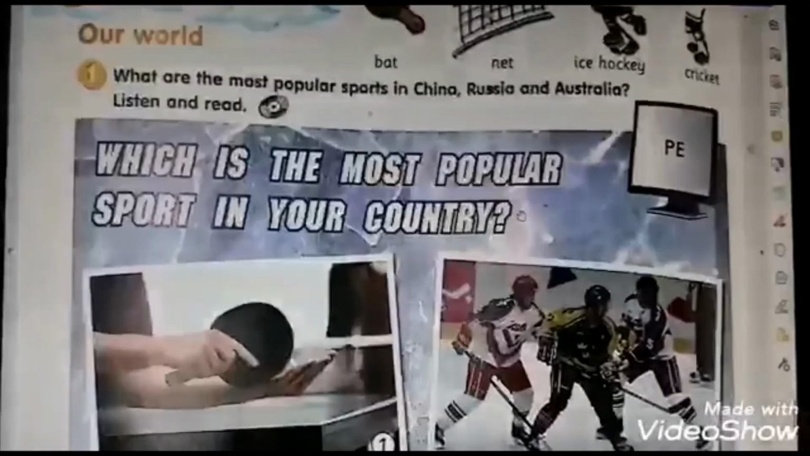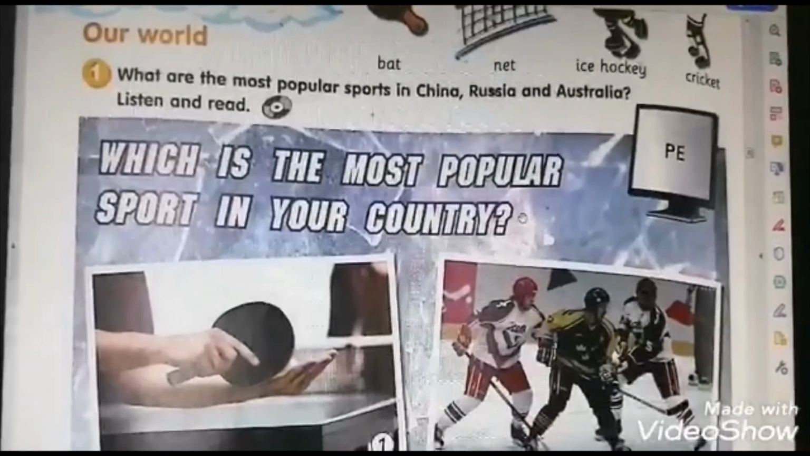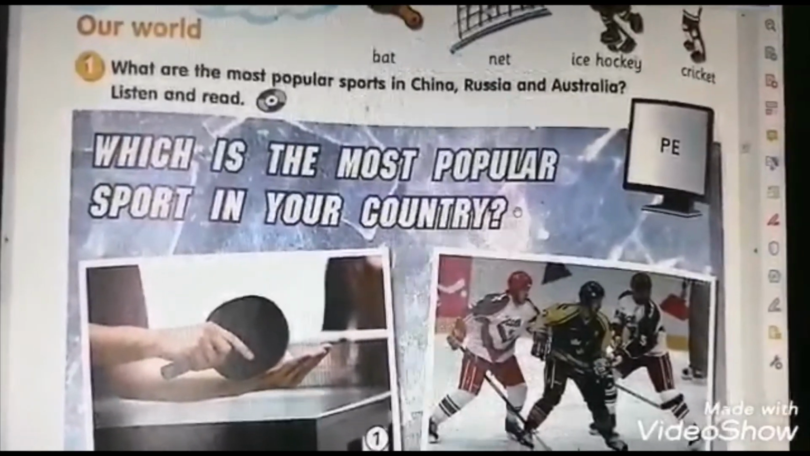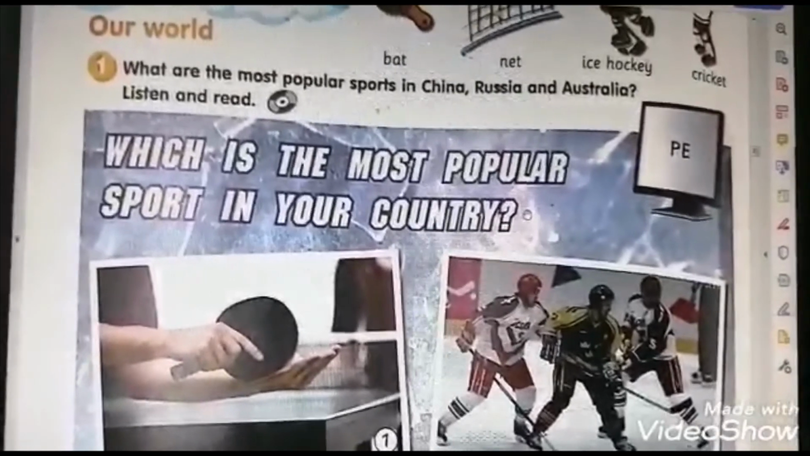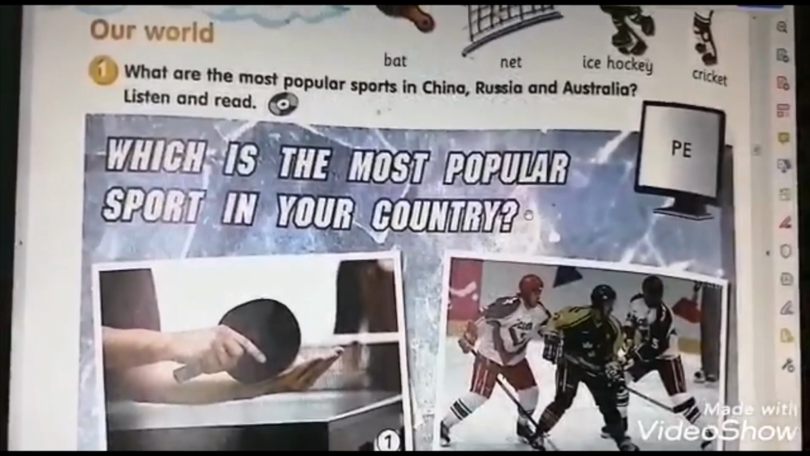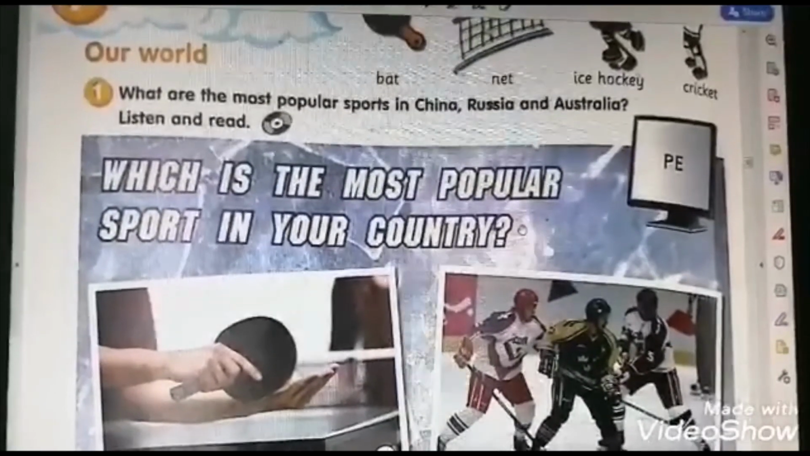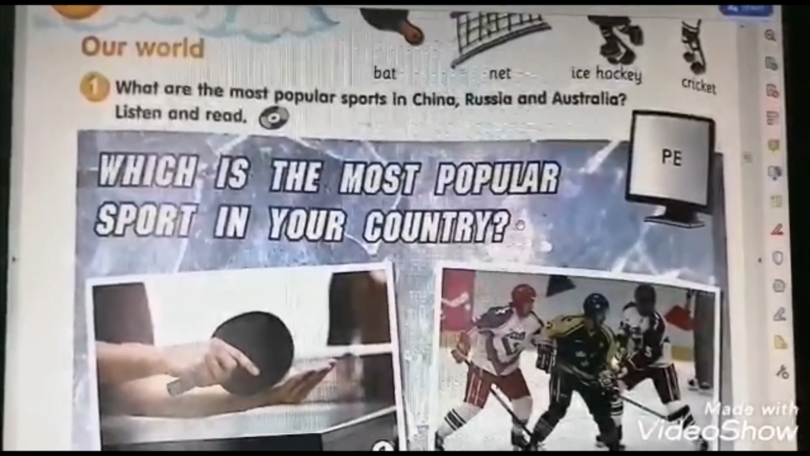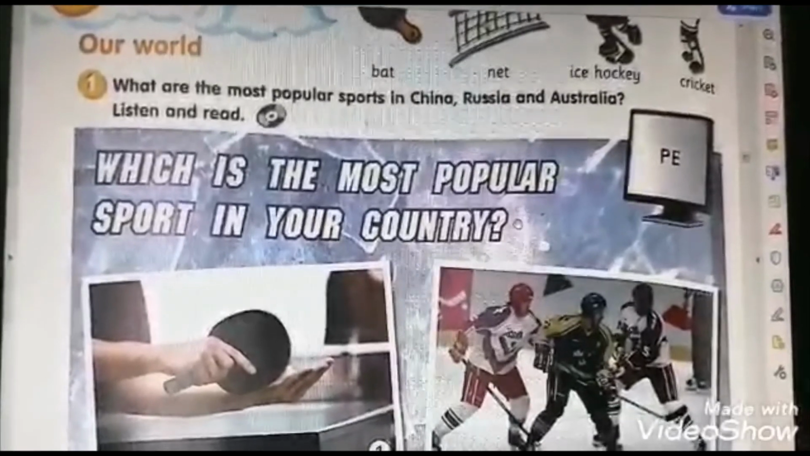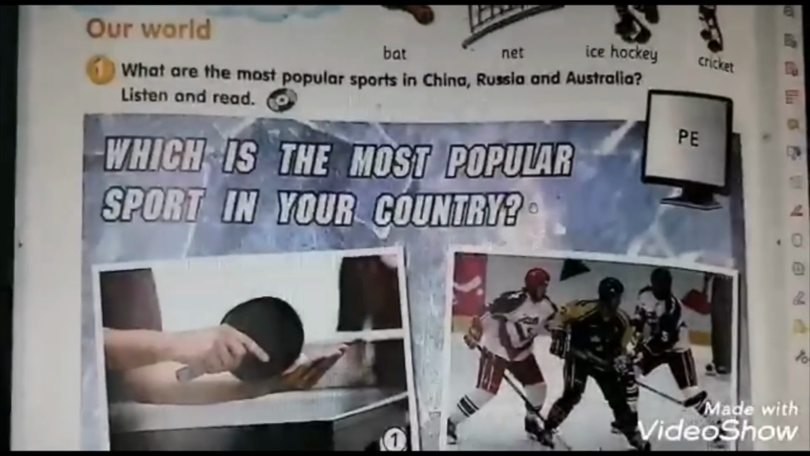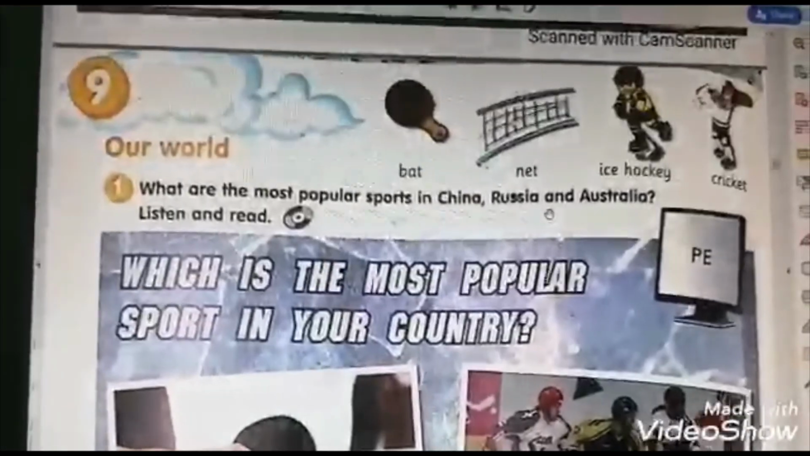Well done. Today's lesson objective is that we are going to learn how to talk about sports and sports equipment, and how we can compare sports. First, let's have a look at the vocabulary section. Number 1: bat, net, ice hockey and cricket.